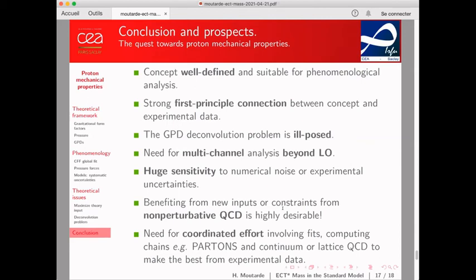And I see the way through this by coordinated efforts involving fits, different computing chains, and theoretical inputs coming from continuum QCD or lattice QCD. And it can go both ways. We can either try to use these inputs to constrain the fit, or directly compute things from first principles and then use a computing chain to compute observables and confront our favorite models or theoretical predictions with experimental data and try to figure out what comes out from all this. Thank you for your attention.